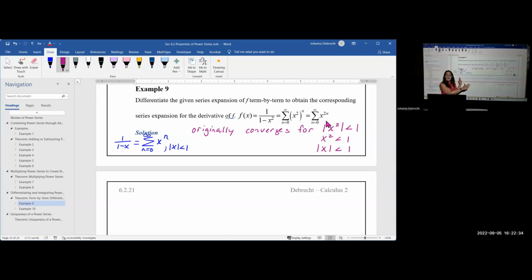So these actually have the same interval of convergence. Even though we substituted an expression dependent on x in place of x, it didn't change the interval of convergence. Sometimes it does, sometimes it doesn't. You have to check each one individually. So we know what the original interval of convergence is.